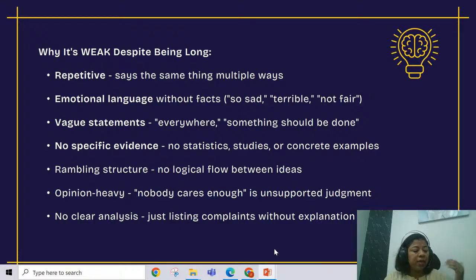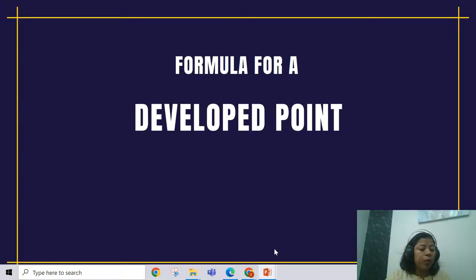Then your example A was long, then example B. It was a lengthy answer, example A. Now I'm going to reveal to you a formula for a developed point.